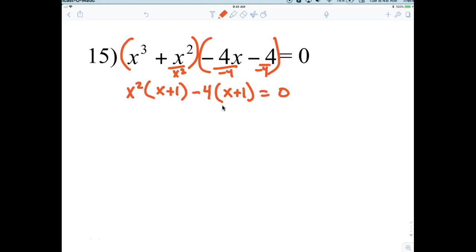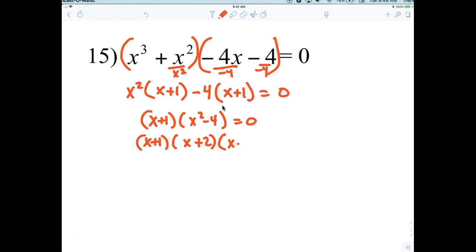All right, so now what's common? The x plus 1, and what's left behind? X squared minus 4. And now what can I do with x squared minus 4? You can factor that. Thank you very much. So I factor that to what? X plus 2, x minus 2. Very good. X plus 2, x minus 2 equals 0.